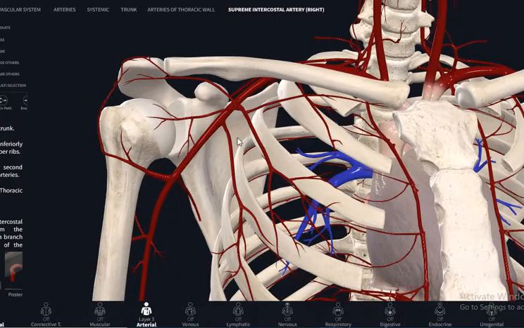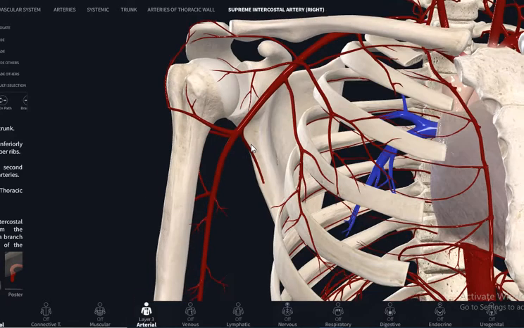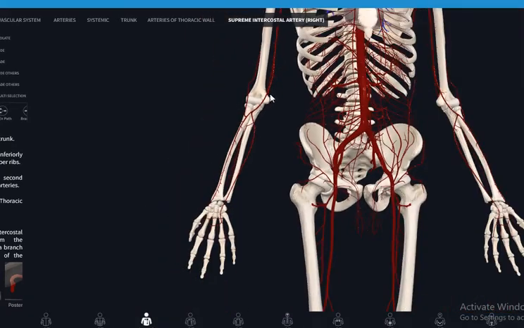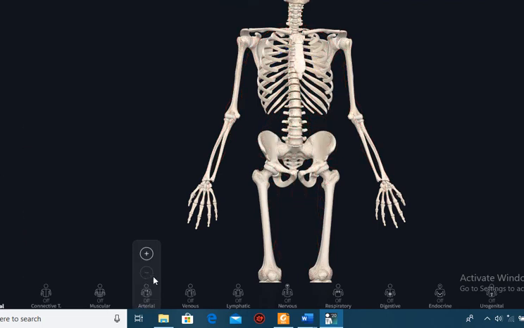So now, these are the different arches which are involved. Below here, you still have the anterior and posterior cervical arches. These are the main arches which are involved here. Now, in the next view, we are going to remove all the arches and visualize the venous drainage.